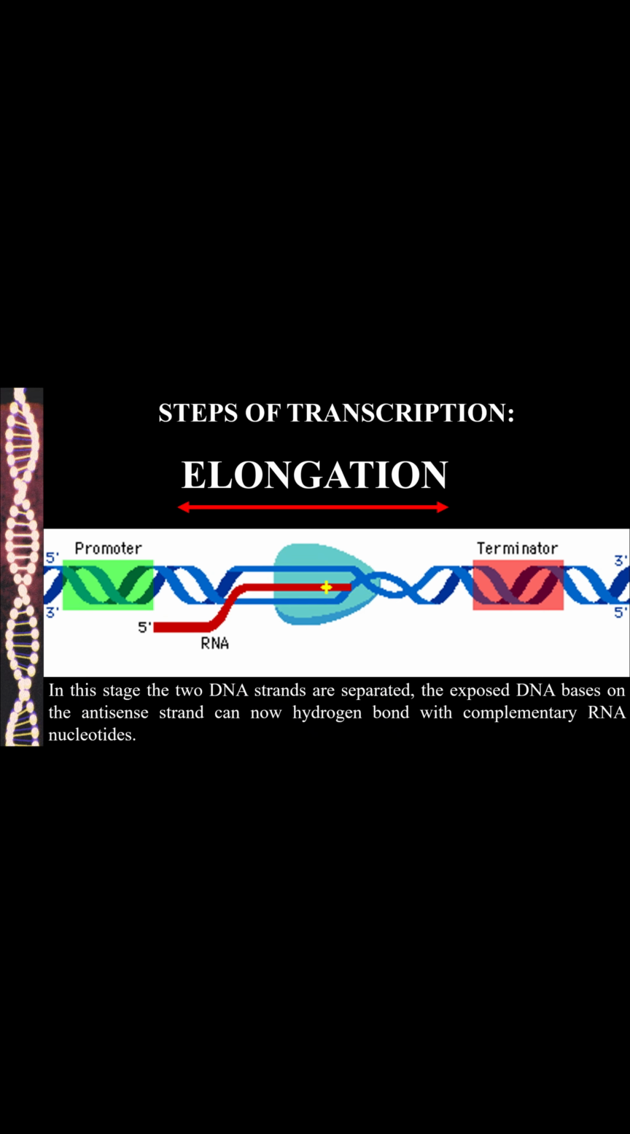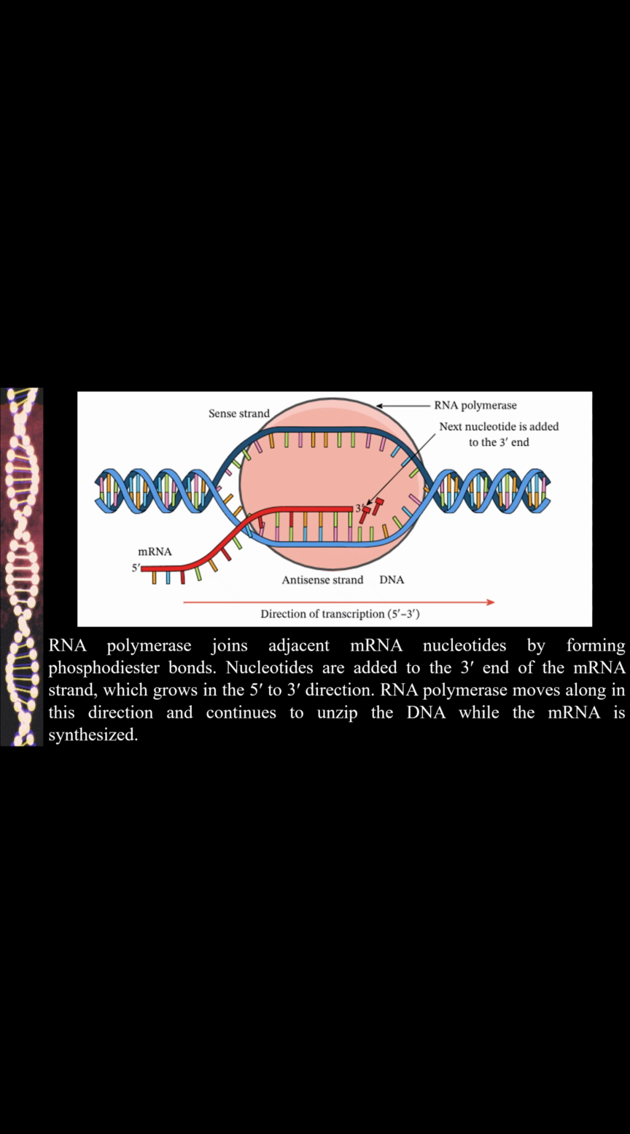Let's see here. As the RNA polymerase unwinds, opens up and separates these two strands of the DNA, the new nucleotides are added according to complementary base pairing. As you can see here, this is the strand of the messenger RNA, 5' to 3'. It means that this strand is the antisense strand, also known as the template strand.